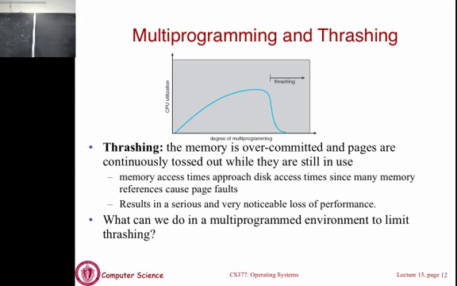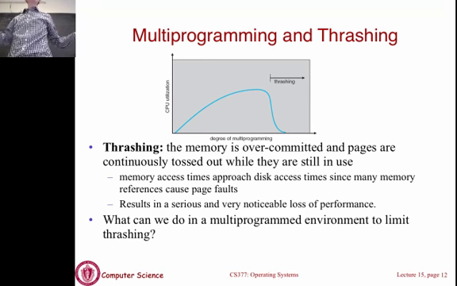Right, so this is the main thing that we have to avoid when we're talking about multiprogramming, because we still have a fixed amount of memory, and we need to have enough memory for each process that's running that they can actually still get work done and not thrash.